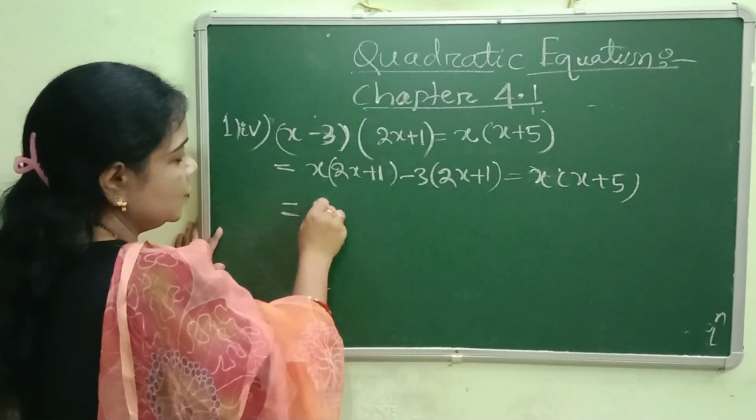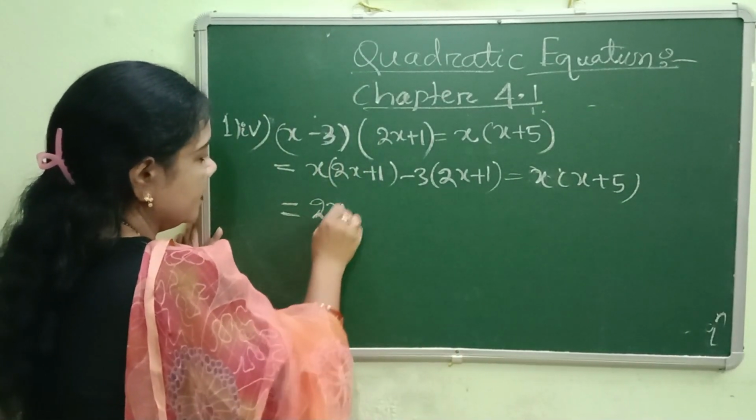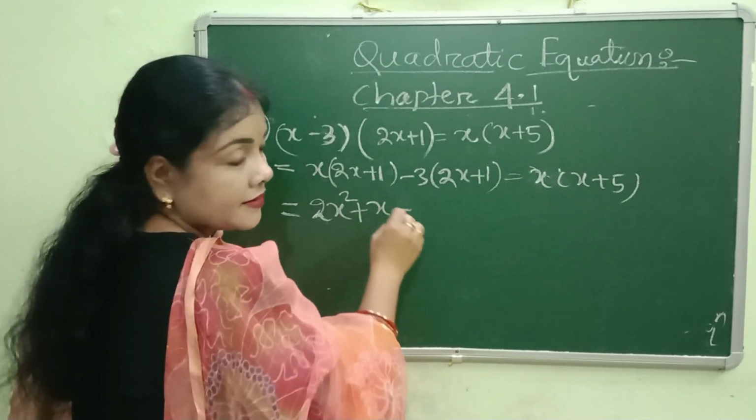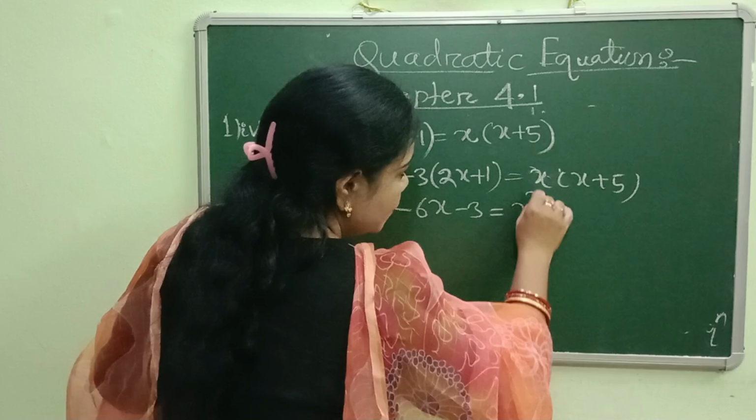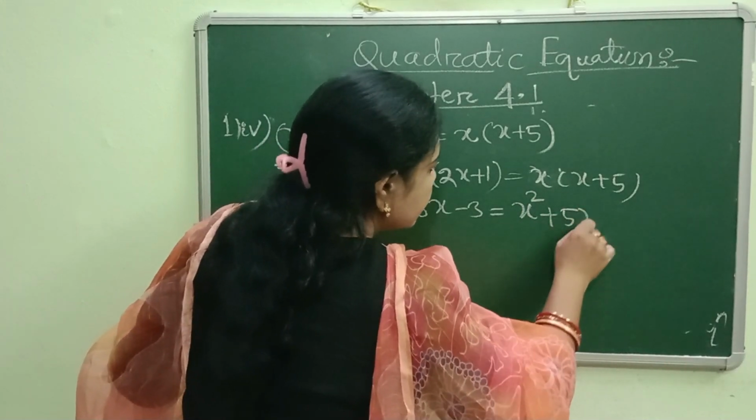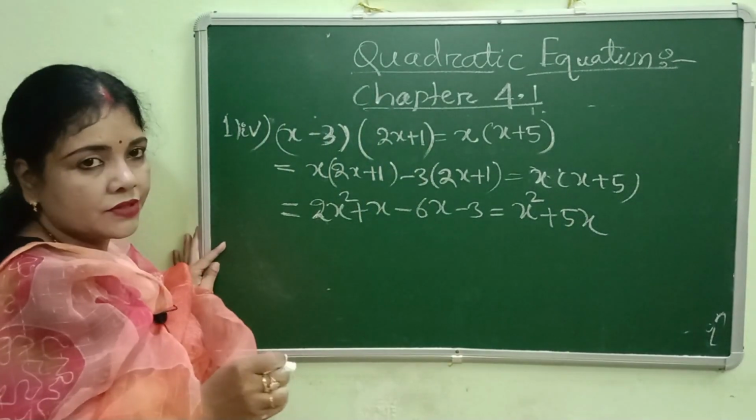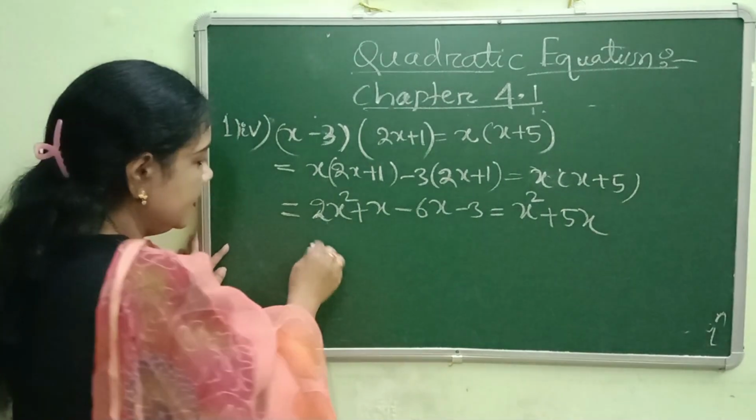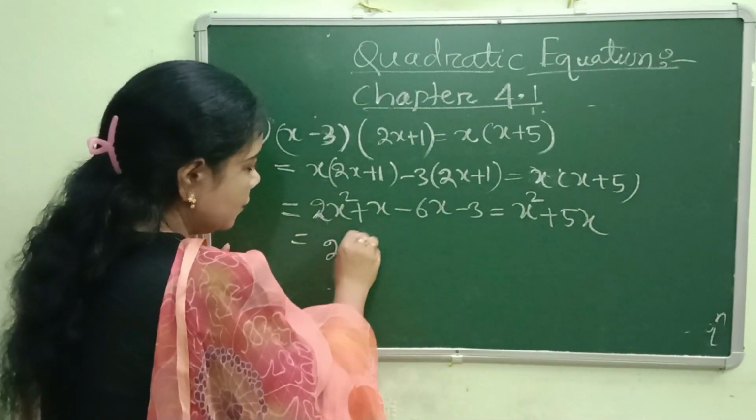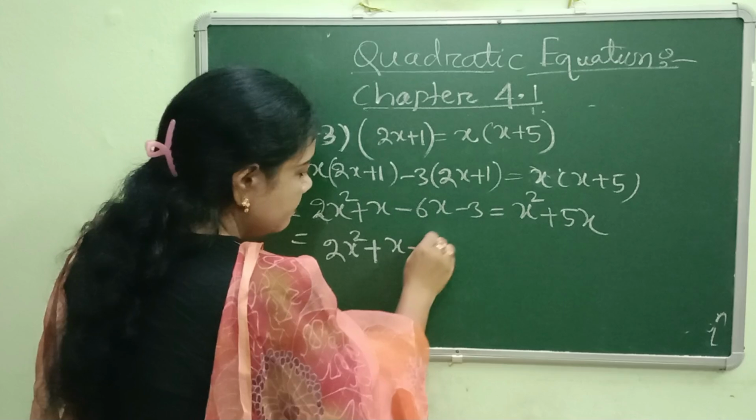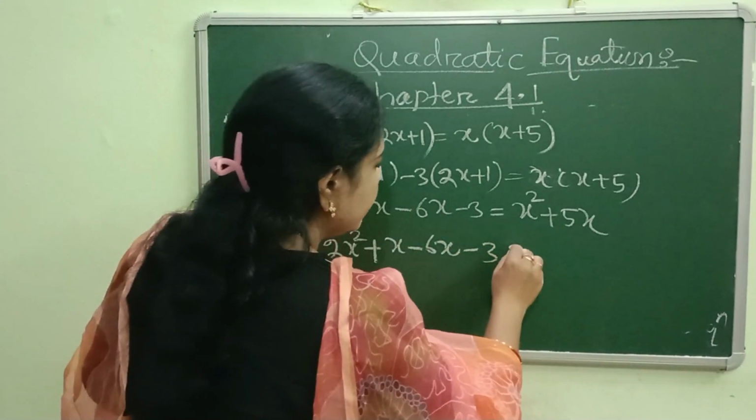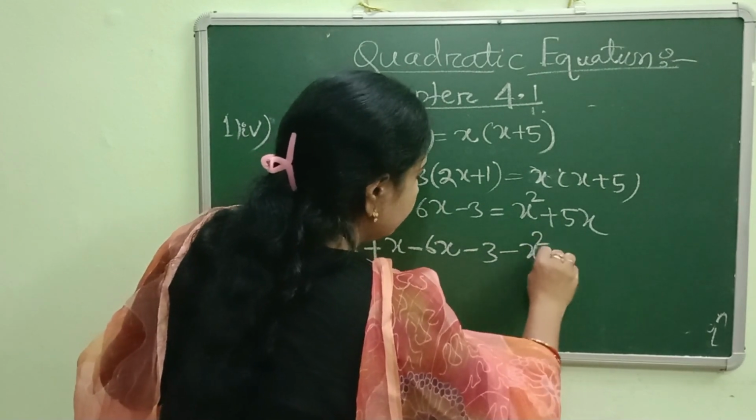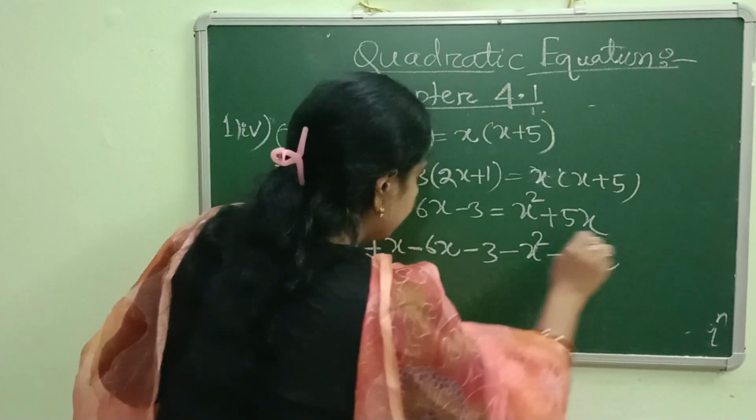So this is 2x square plus x minus 6x minus 3 is equal to x square plus 5x. Now bring all the right hand side terms to left hand side. Now it becomes 2x square plus x minus 6x minus 3 minus x square minus 5x.